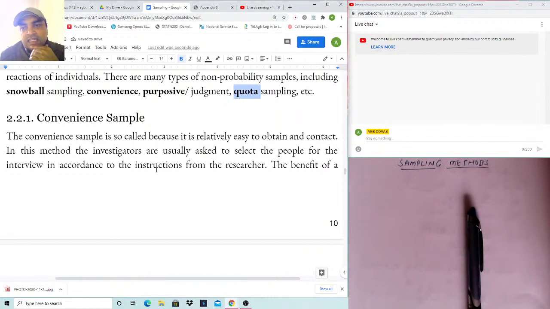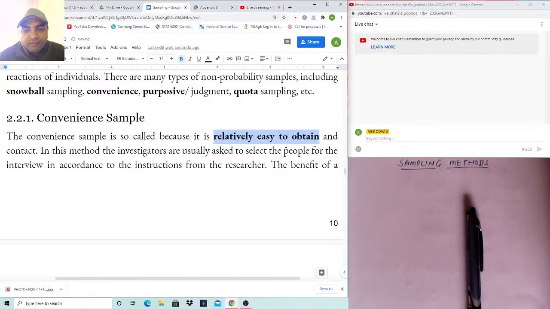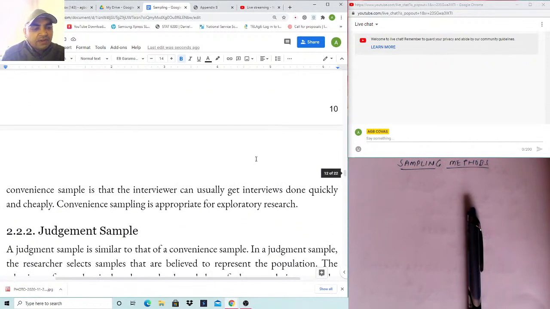So what is a convenience sample? It is called so because it is relatively easy to obtain and contact. This sampling is mainly framed just for ease. In this method, the investigators are usually asked to select people for the interview in accordance with the instructions from the researcher. The benefit of a convenience sample is that the interviewer can usually get interviews done quickly and cheaply.